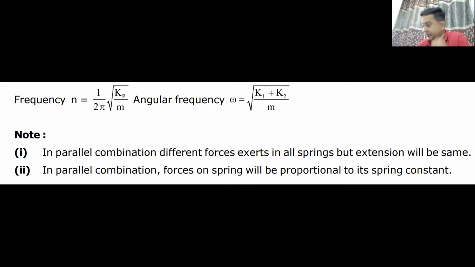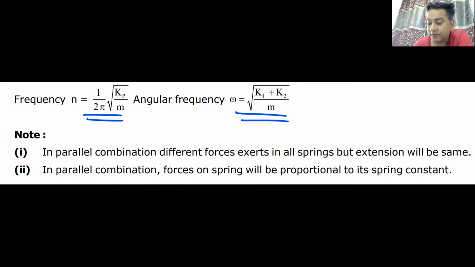Okay, then we'll just go through the points once again. We noted down the formula for time period. This is the formula for frequency, and this is the formula for angular frequency. Parallel combination, different forces exert, but the extension will be same. In parallel combination, force on the spring will be proportional to the spring constant. X is same, forces are different. Forces are proportional to spring constant.